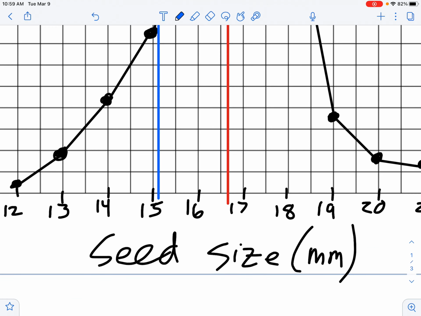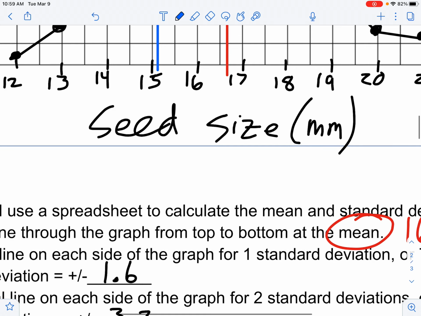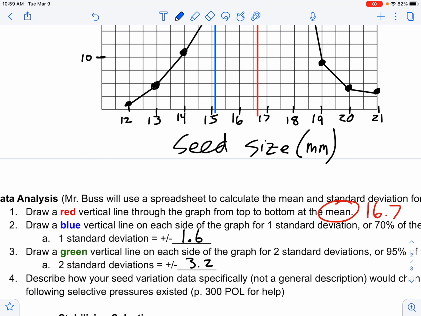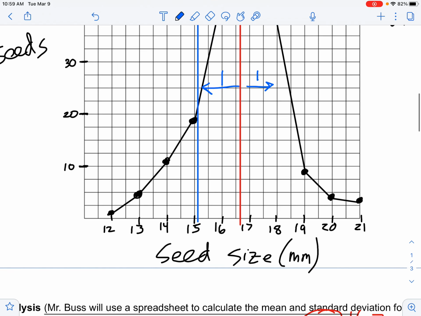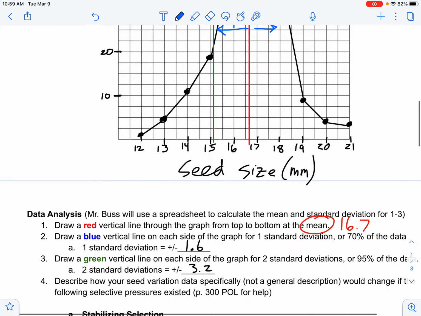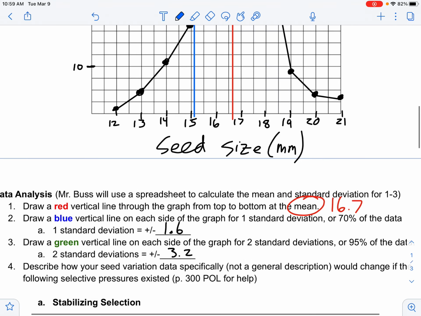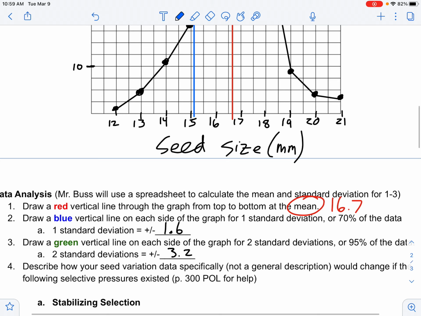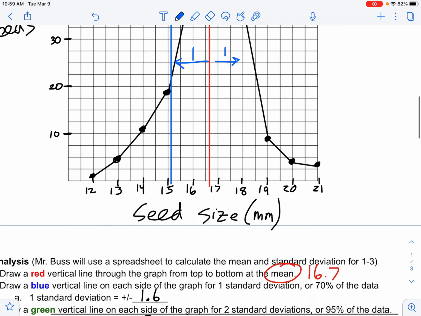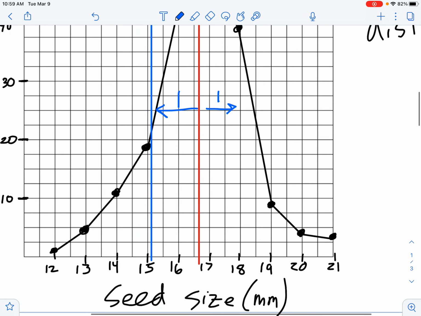So, let me just get my calculator out, make sure I do this right. So we have 16.7 plus 1.6 is 17.3. So at 17.3, I did not do that right. At 18.3. Oops, my bad. 18.3.